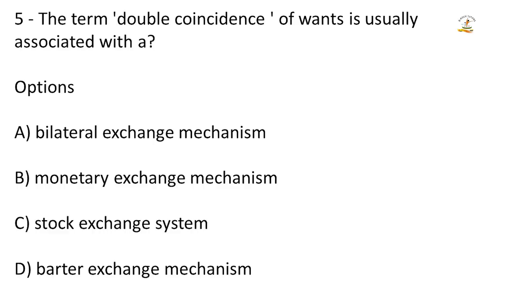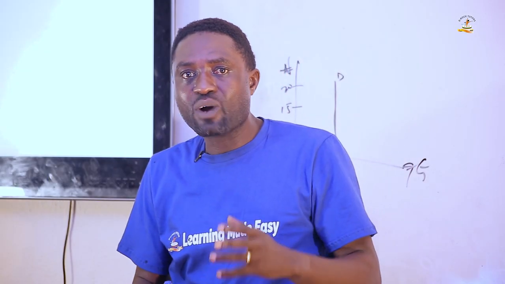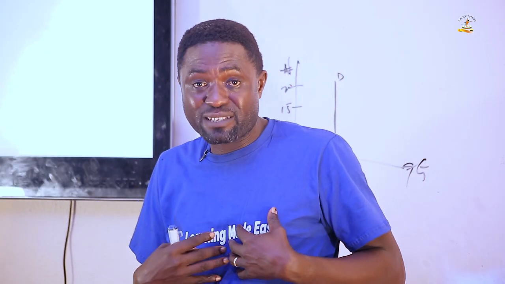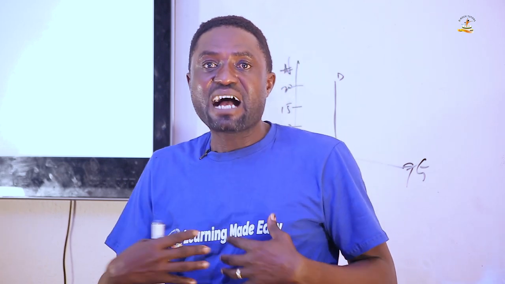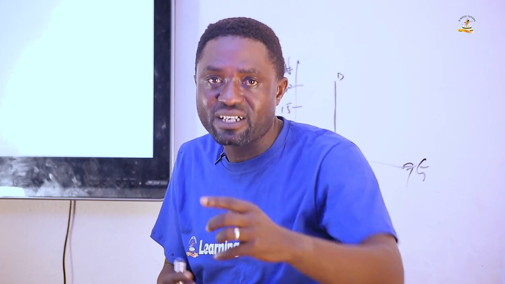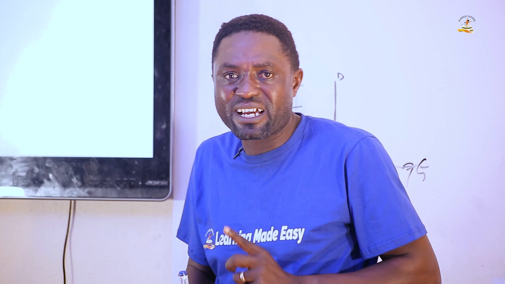Question number 5. The term double coincidence of want is usually associated with A, bilateral exchange mechanism, B, monetary exchange mechanism, C, stock exchange system, D, barter exchange mechanism. It is barter exchange mechanism, because under the barter system, you have a product, I have a product. As a matter of fact, you must have a product that I need, and I must also have the product you need. That is the meaning of the barter system. So it is called double coincidence of want.